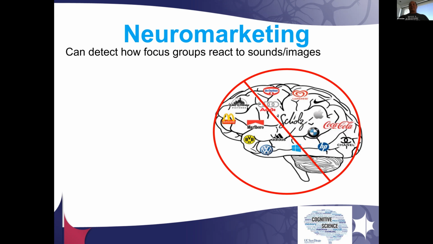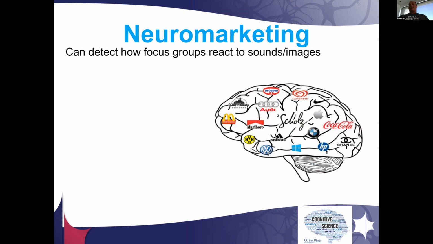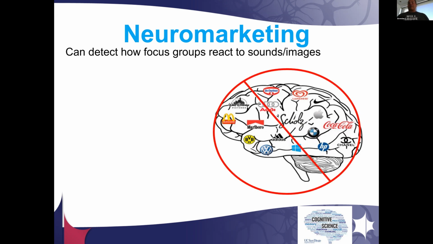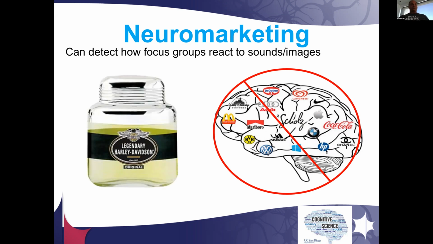Neuromarketing, there's been a lot of this. So can you use the P300 to detect how people respond to sounds or images? Certainly. The reason I put this arrow with the line with the slash is that obviously it's not literally looking to see if you have these words or logos in your brain, but it can certainly indirectly interpret how you feel about these certain things.